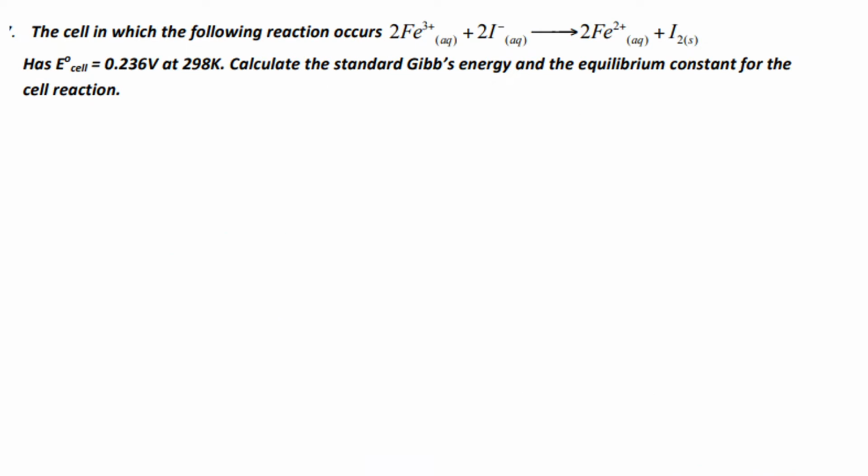The cell in which the following reaction occurs has an E naught cell of 0.236 volt at 298 Kelvin. Calculate the standard Gibbs energy and the equilibrium constant for the reaction. Please try to solve this question by yourself. I'll do it in 1 minute.